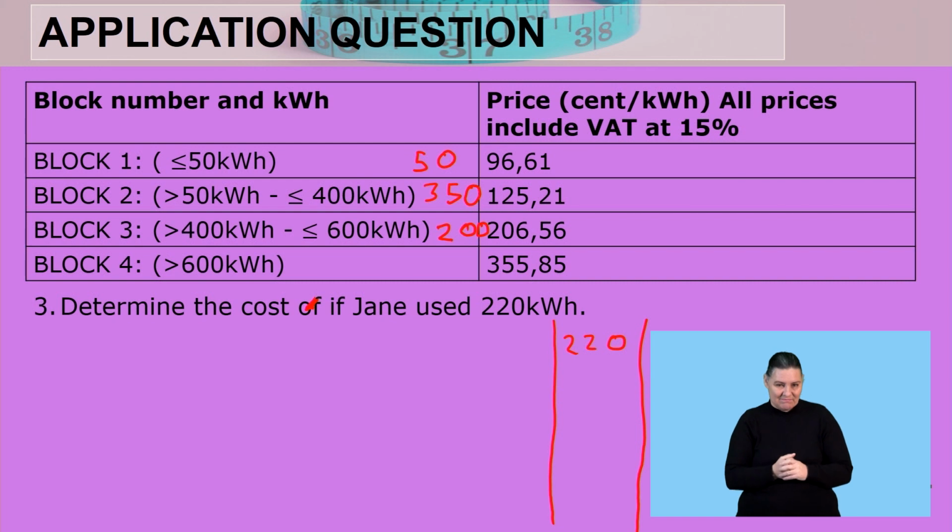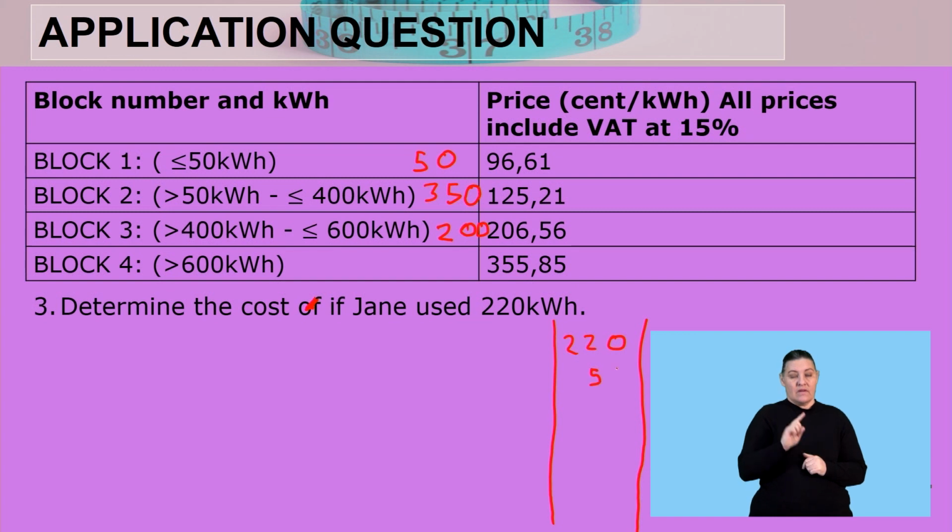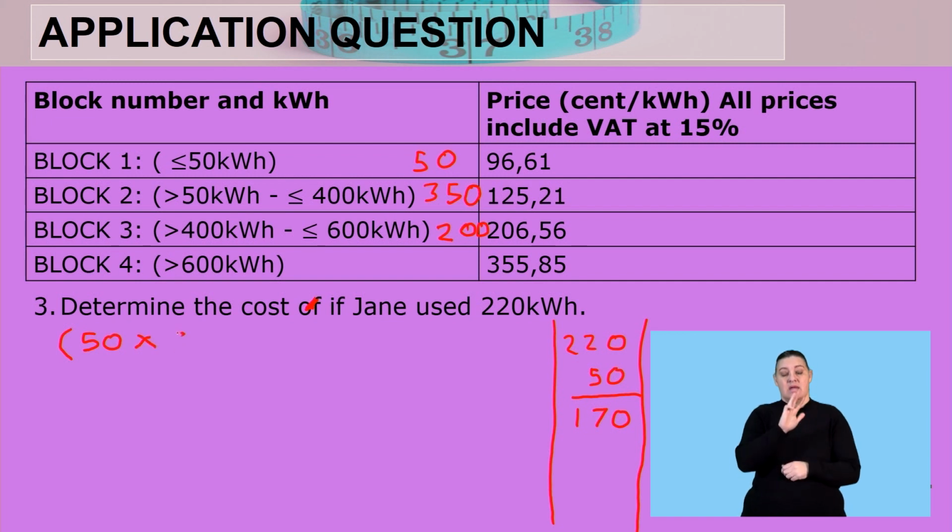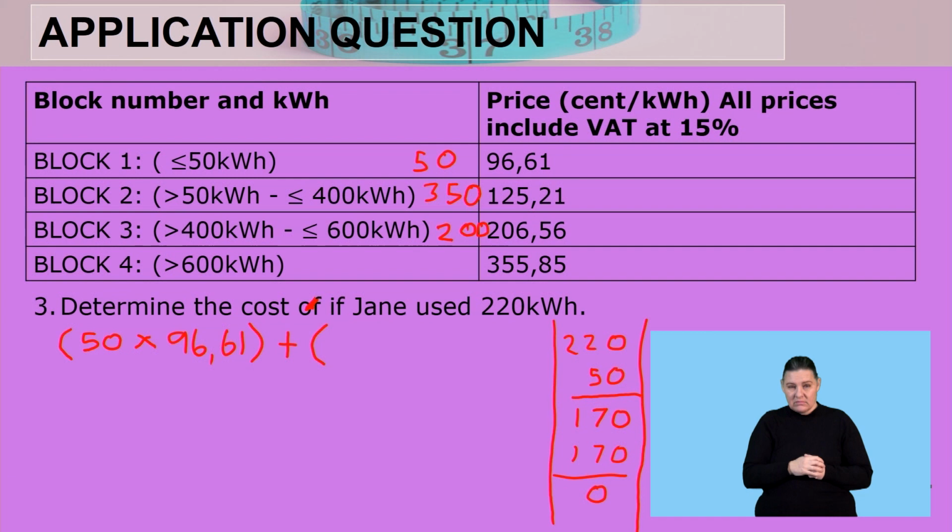Nice work. Let's pick this question up. The first 50 we will deal with. Then we're left with 170. So 50 multiplied by 96,61. Plus. If you notice now, 170 fits into 350. So there's no reason for us to continue using any more blocks because all 170 will get used up here. Do you notice that? We get 0. Nothing left to charge for.